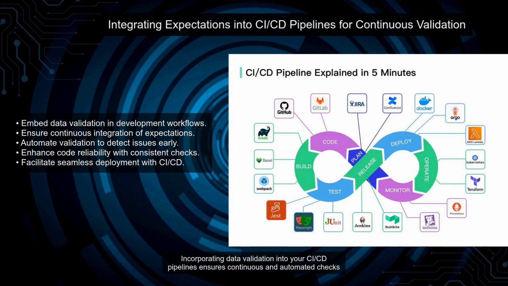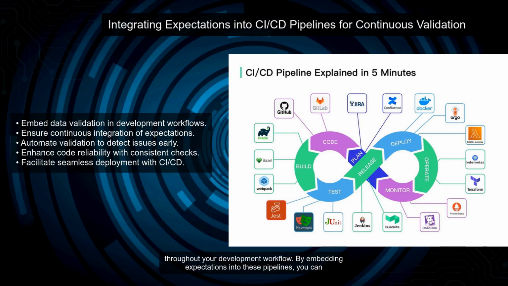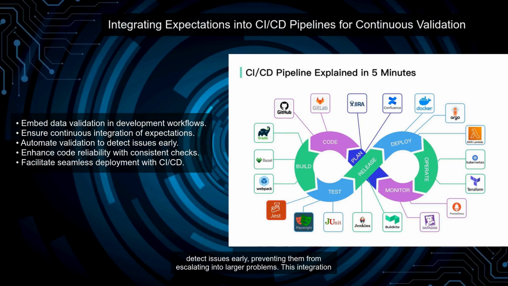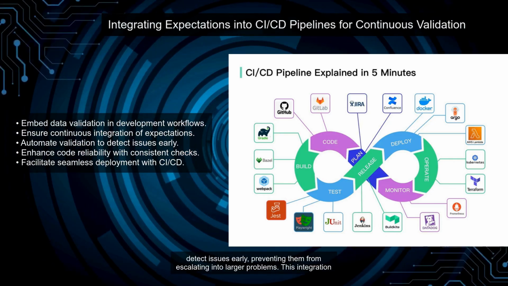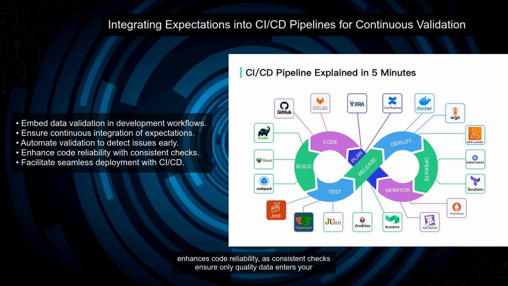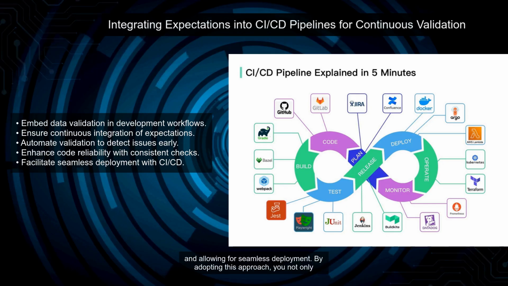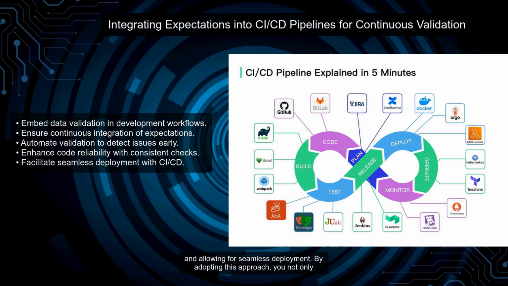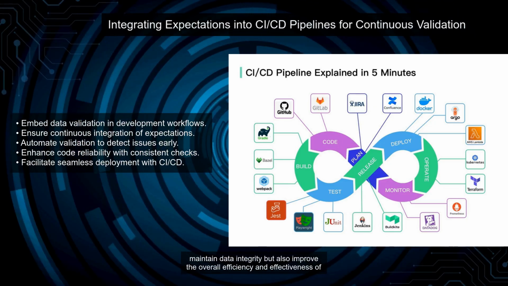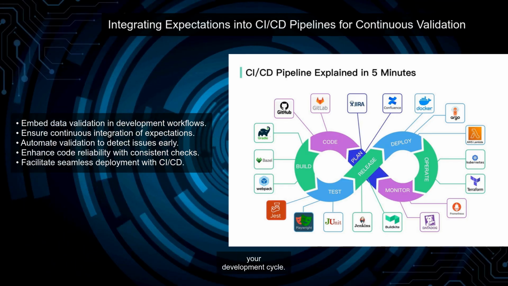Incorporating data validation into your CI/CD pipelines ensures continuous and automated checks throughout your development workflow. By embedding expectations into these pipelines, you can detect issues early, preventing them from escalating into larger problems. This integration enhances code reliability, as consistent checks ensure only quality data enters your production environment. Automation plays a crucial role here, streamlining the validation process and allowing for seamless deployment. By adopting this approach, you not only maintain data integrity but also improve the overall efficiency and effectiveness of your development cycle.